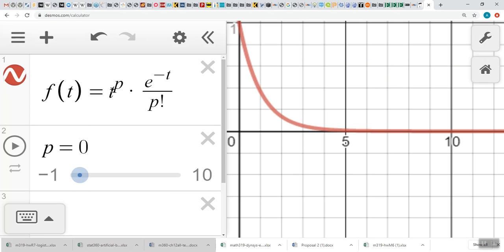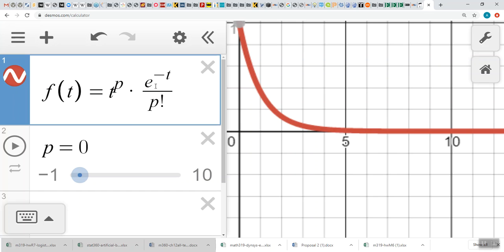Here's a formula for gamma curves. It's time to some power times e to the minus t. You can throw a scaling constant in there if you want. And then divided by the power factorial, and that just keeps the total area being 100%.